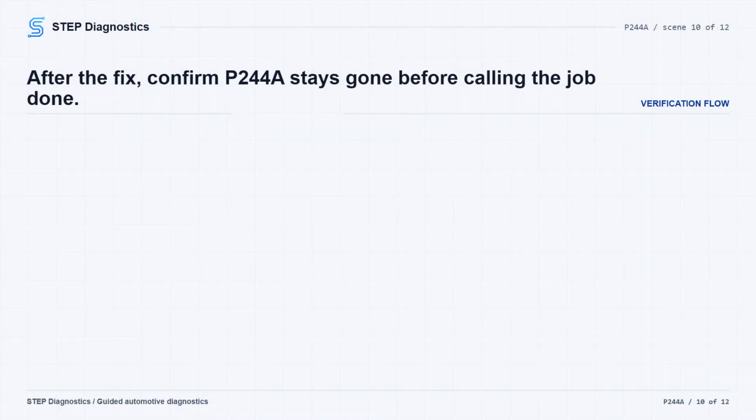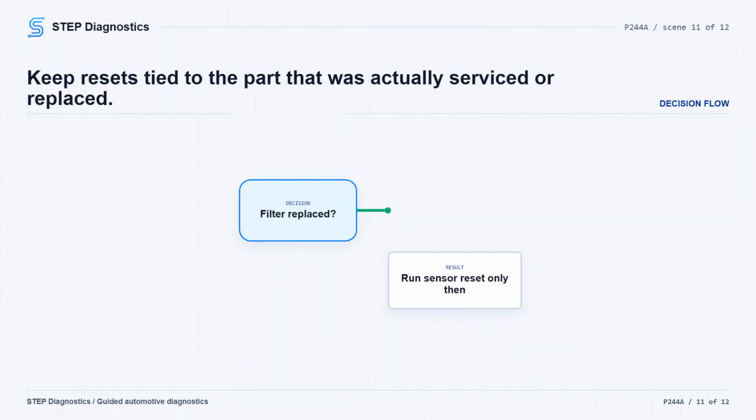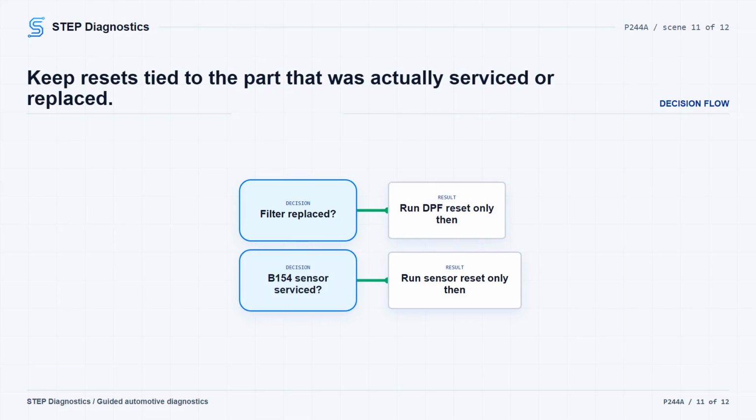After the repair, verify the repair and confirm the code stays gone. Only perform the DPF pressure sensor reset when the diesel particulate filter exhaust differential pressure sensor has been replaced or serviced as stated. Only perform the DPF reset when the exhaust particulate filter has been replaced or serviced as stated.